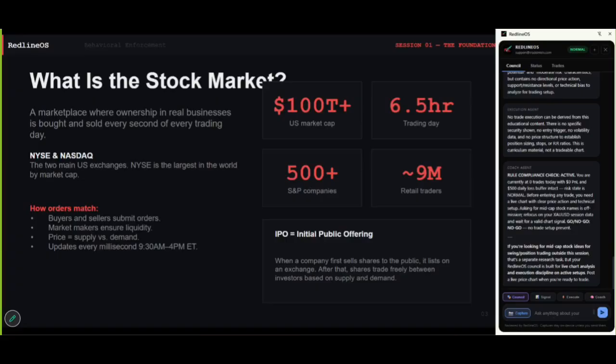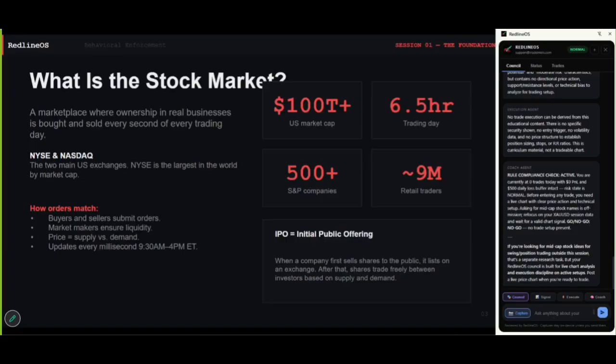And you're going to ask, what is an initial public offering? IPO, initial public offering, pretty much means that's when a company first sells shares to the public. It lists on an exchange like the NYSE or the NASDAQ. After that, shares trade freely between investors based on supply and demand.